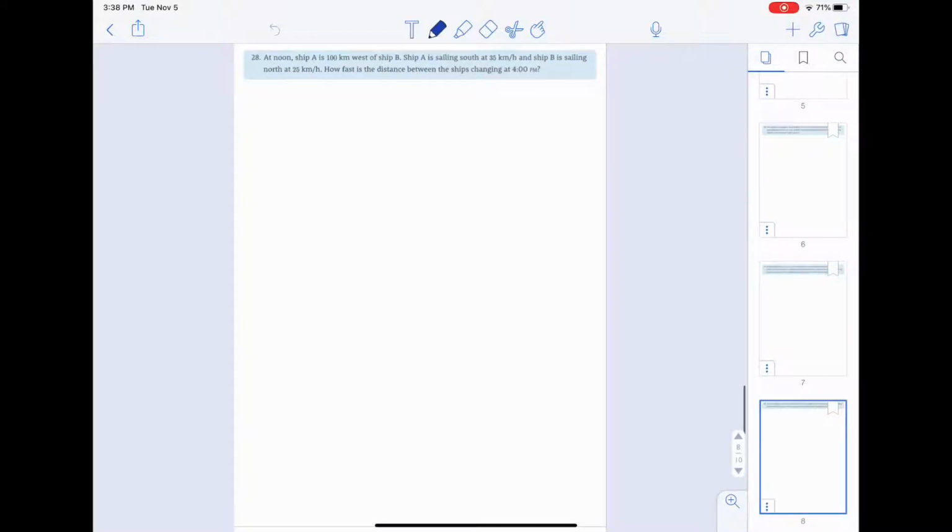So the first thing we're going to do is write a diagram. We're going to make this ship A, and we'll make this one over here ship B. We're going to call this value x. Now we know that x is equal to 100 kilometers, because that's a given. Then ship A is sailing south at 35 kilometers an hour.